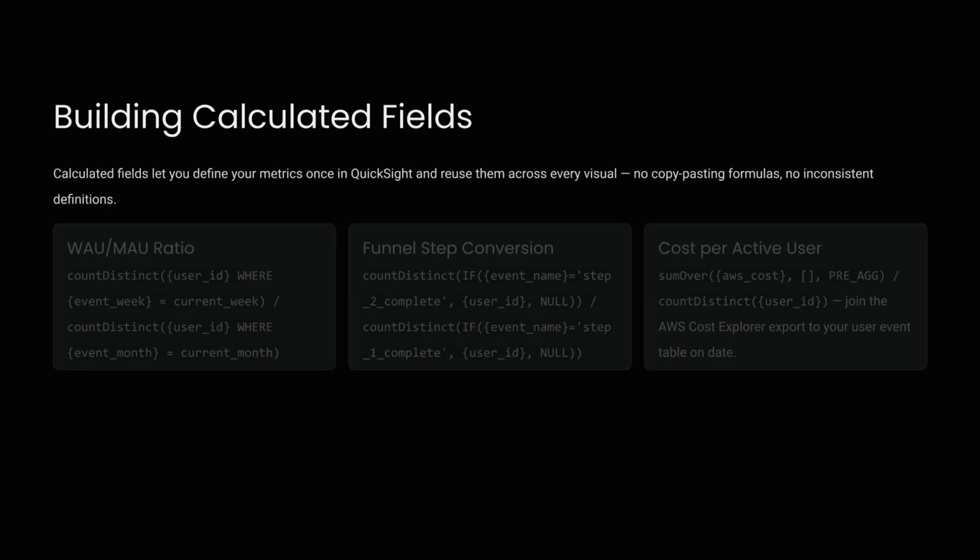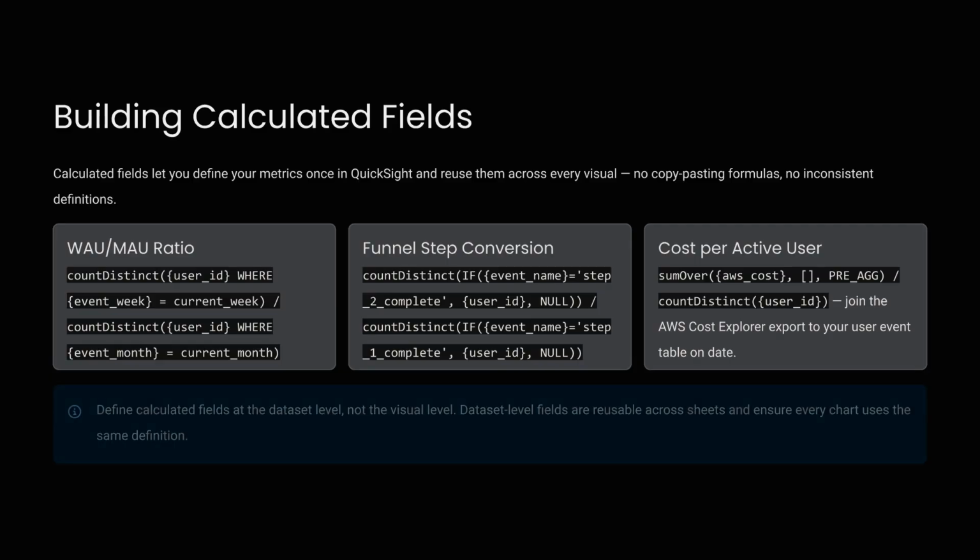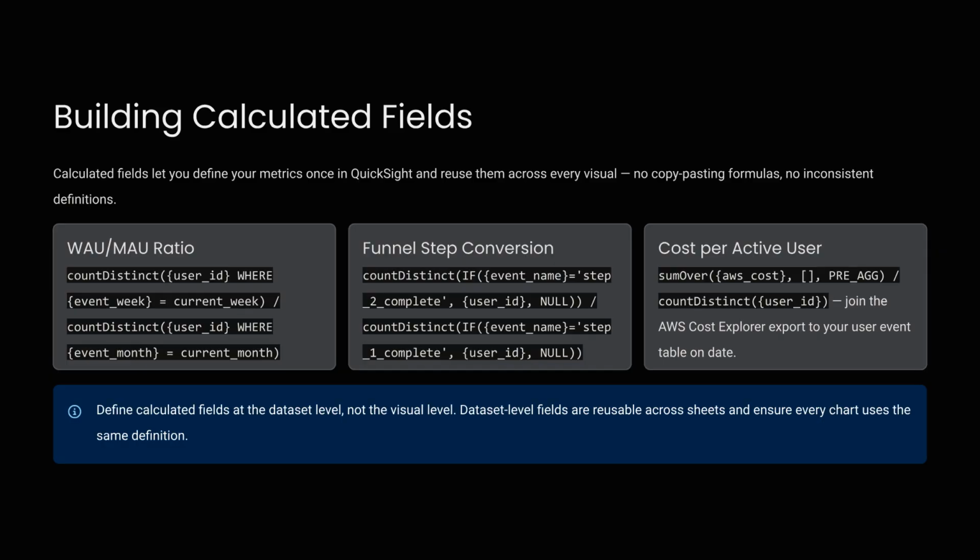Calculated fields let you define metrics once and reuse them across visuals. Examples include WAU-MAU ratio and funnel step conversion. Define calculated fields at the dataset level, not the visual level, for consistency and reusability across sheets.